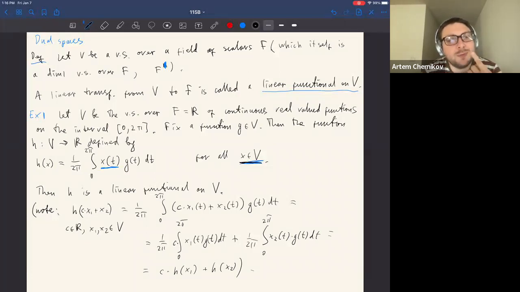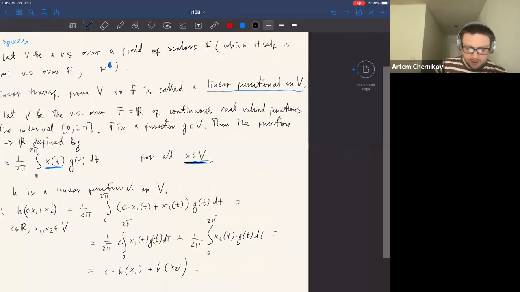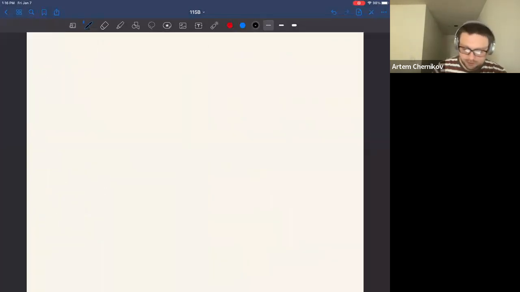Yeah, this is one of the most important examples of linear functionals, definite integration. Okay, so this is example one. Is everyone okay with it? Okay, let's consider another example. So example two.